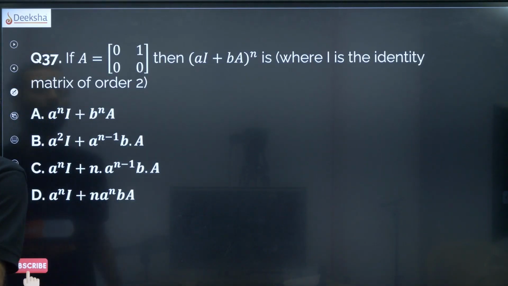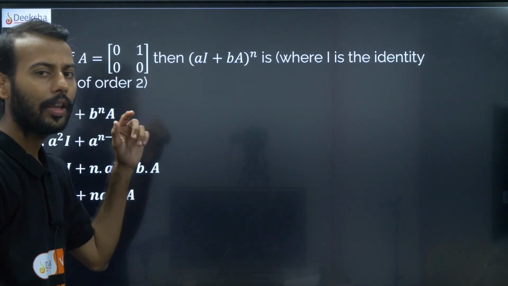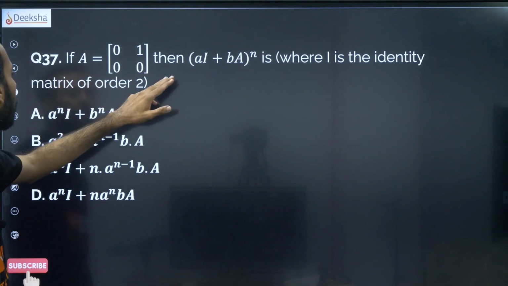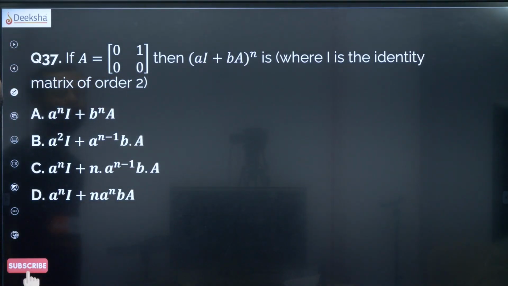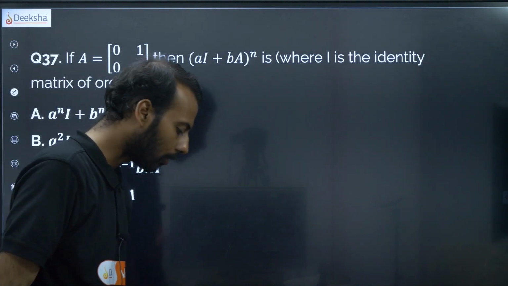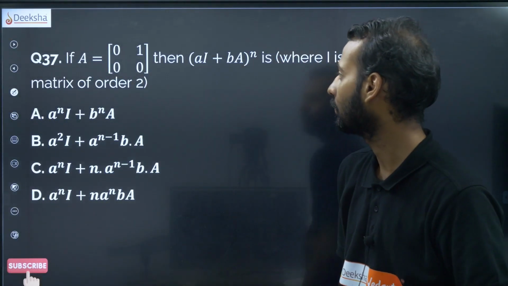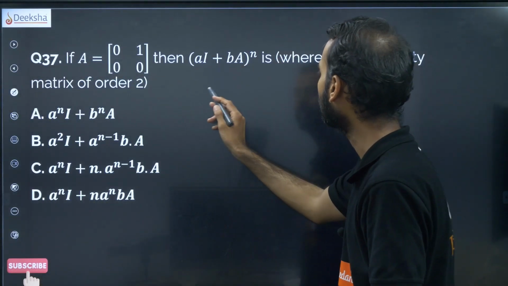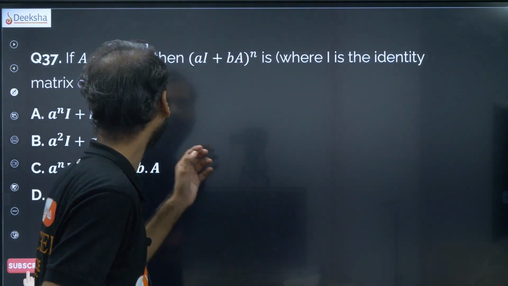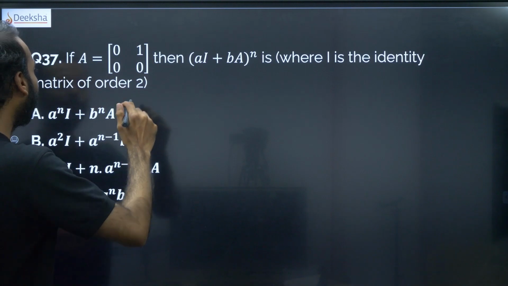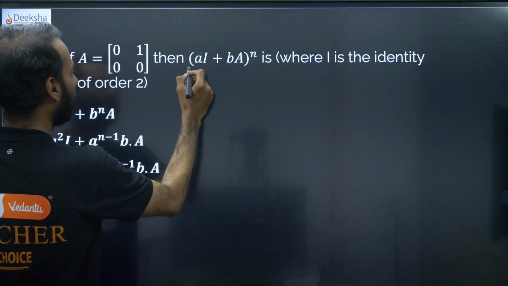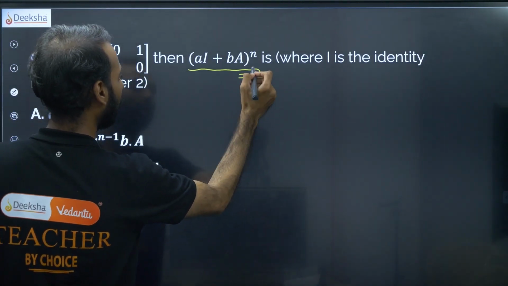Next, moving on to the next question. If A is equal to something they have given, then A I plus B A power n, where I is the identity matrix of order 2. If A is equal to 0, 1, they have given this, then they are asking to find the value of this matrix.